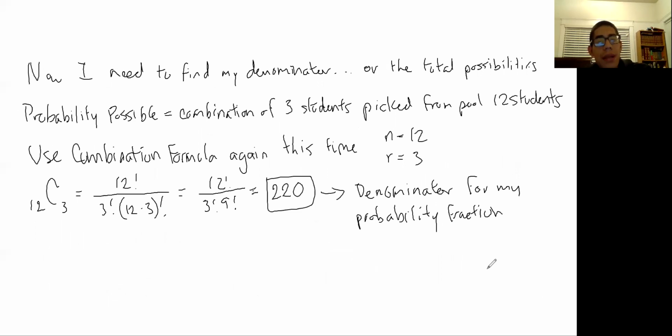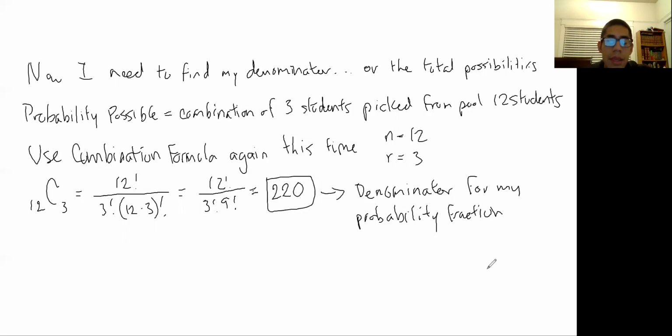Or the total possibilities. So the denominator equals the combination of 3 students picked from a pool of 12 students. Remember, now the denominator includes the boys here, right? Because we're just asking what is the chance that he's going to pick 3 students out of 12, not girls specifically. Here our n is 12 and our r is 3.